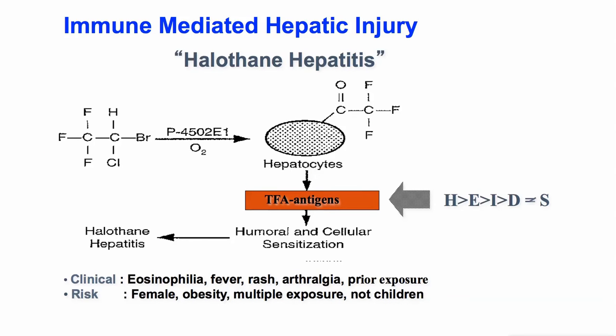Immune-mediated hepatic injury, we used to call this halothane hepatitis. Halothane is, again, of historical significance mainly. Halothane is shown in the top left here, an alkane with halogens around it. In the liver, there was what was called a trifluoroacetylated antigen formation when some patients were exposed to halothane. There are 3 fluorides on that acetylated compound, which is bound to the hepatocyte.